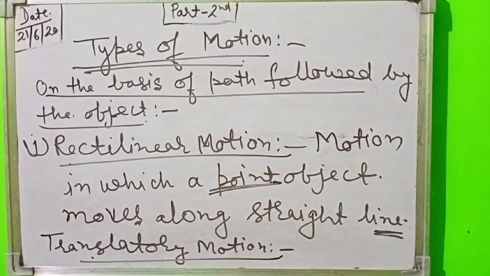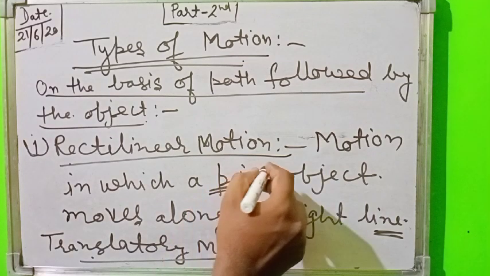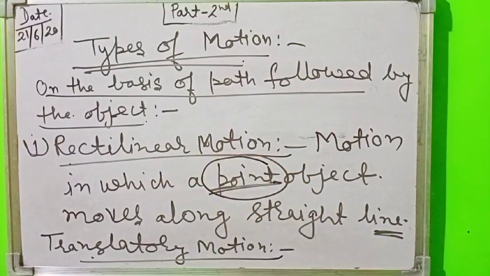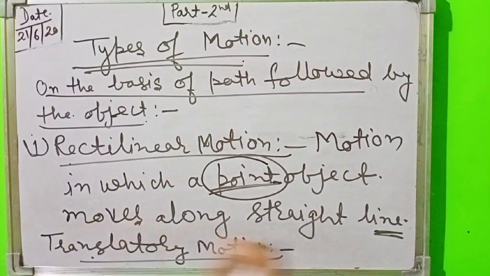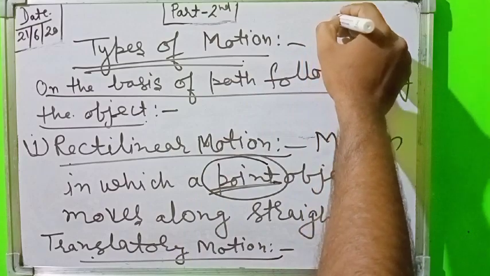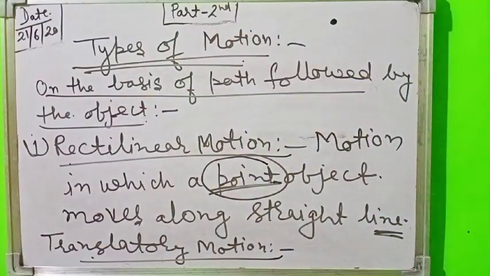Both are the motion in a straight line. But in rectilinear motion, we consider the object as a point object. But in case of translatory motion, the object cannot be considered as a point object because the whole particle of the object is moving on a straight line. Suppose this is a point object moving in a straight line, then it is rectilinear motion.